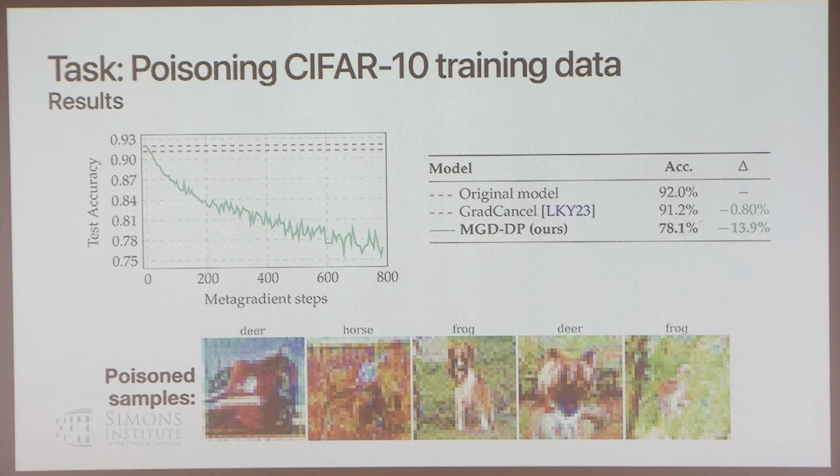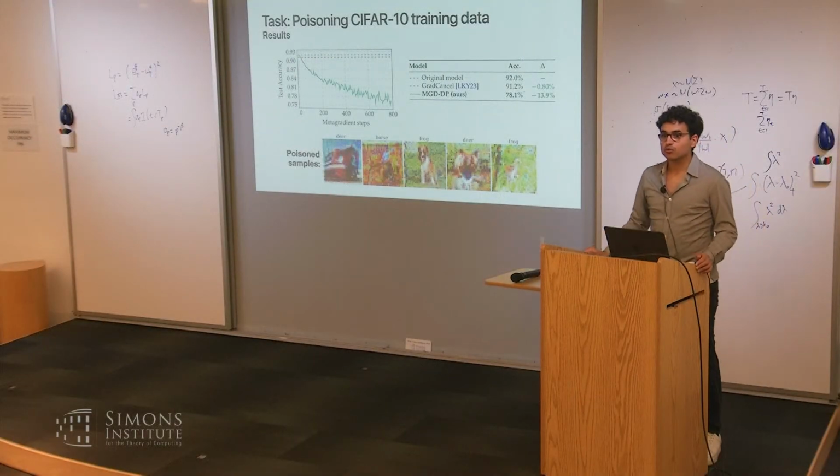Yes? Does the accuracy degrade for certain labels, or does it degrade kind of uniformly? It tends to degrade pretty uniformly across all the labels.